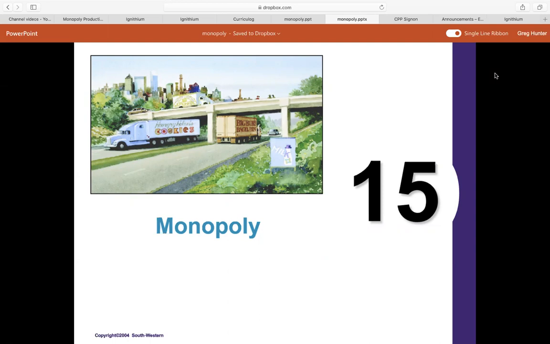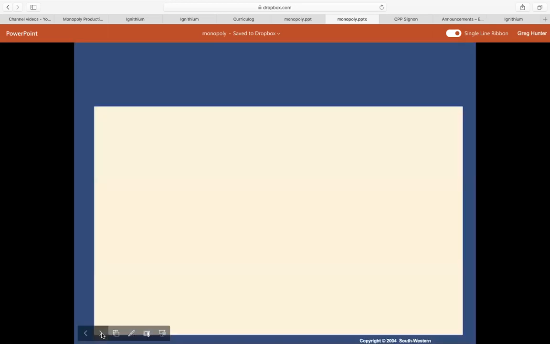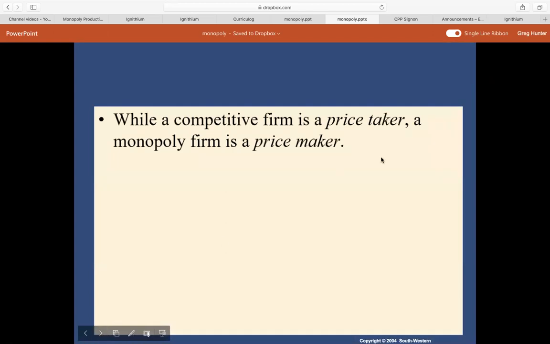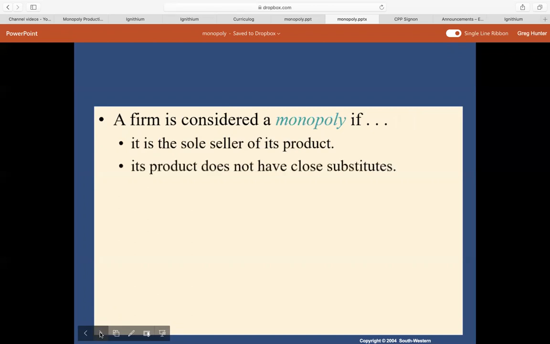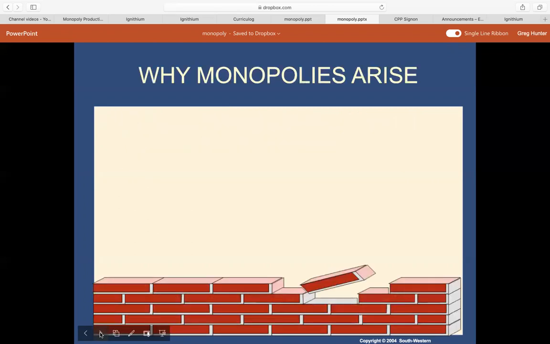But monopolies are different. In a monopoly, there's not really good entry and exit. It's not possible to just start up some business to compete with a monopolist, because there are barriers to entry. And that's going to be our first main point. So in terms of talking about monopoly more generally, remember, competitive firms are price takers. They just have to take the going price in the market. Monopolists are price makers. A firm's considered a monopoly if it's the only seller of its product and doesn't have any close substitutes, and those are the 2 key features.